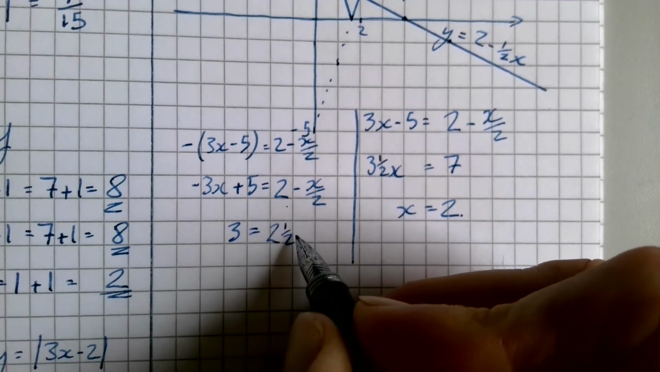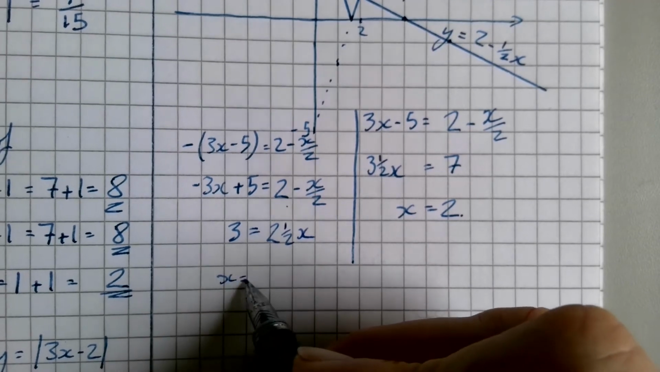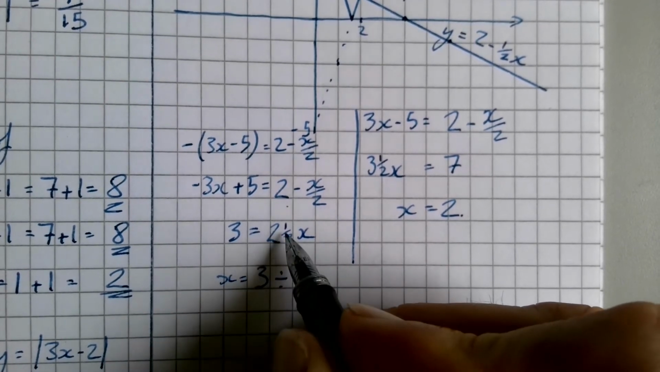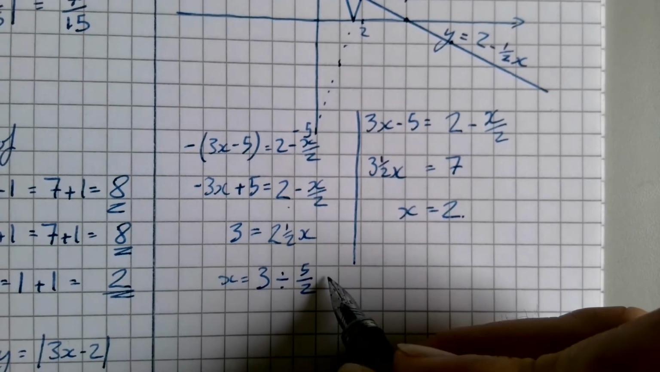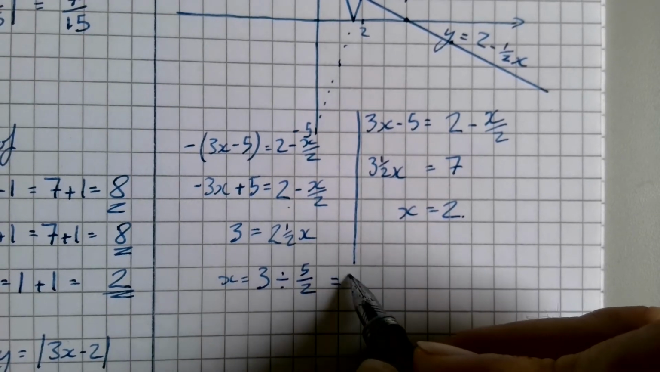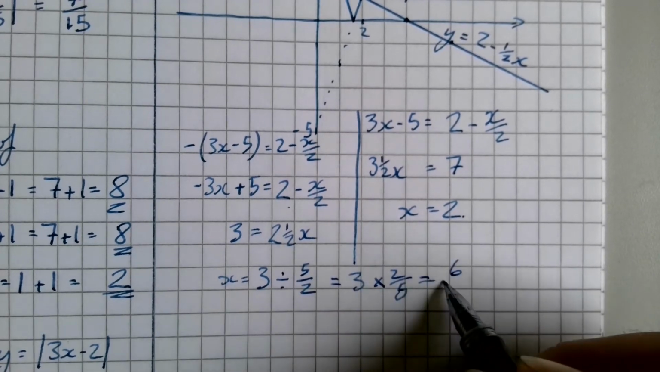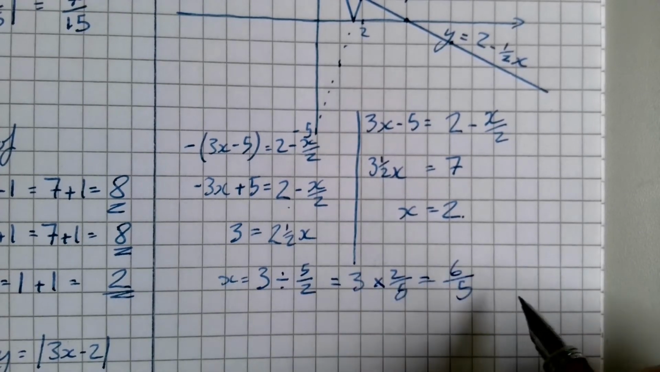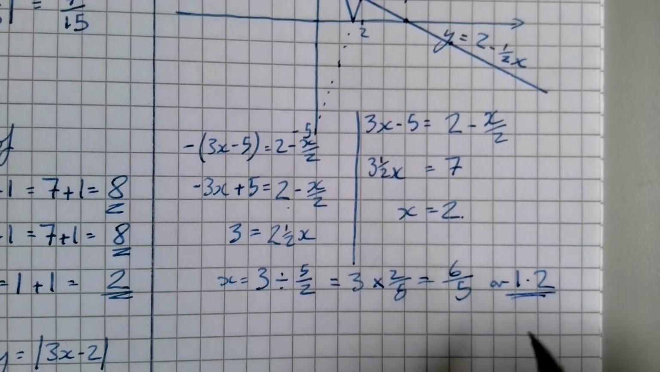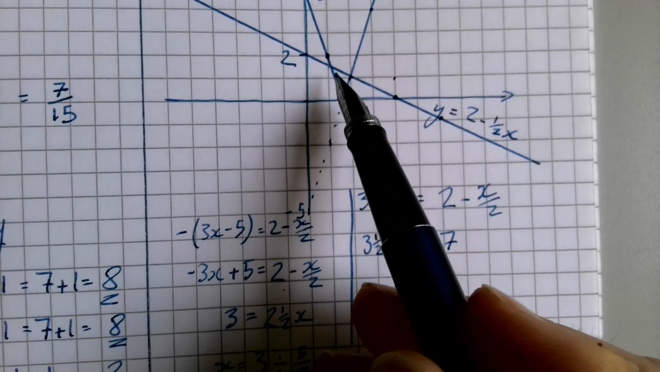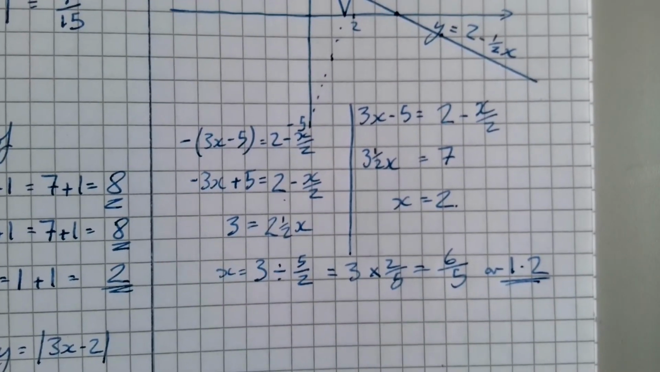Adding 3x to minus a half x gives me 2.5x. So then x is going to be 3 divided by 2.5. Well, that's 5 over 2, isn't it? So that is 3 times 2/5, which is 6 over 5, or 1.2, which does make me feel quite happy, because that must be about in the right place.